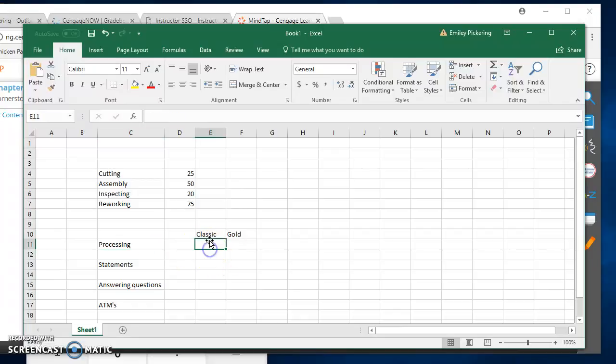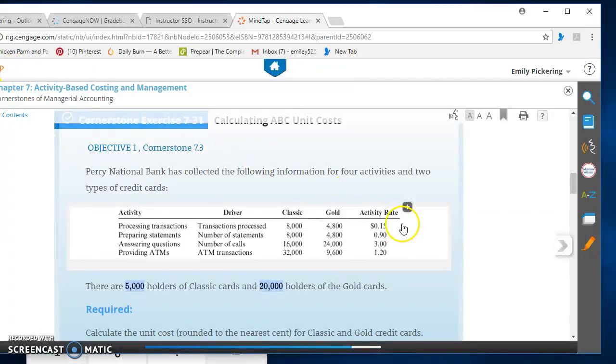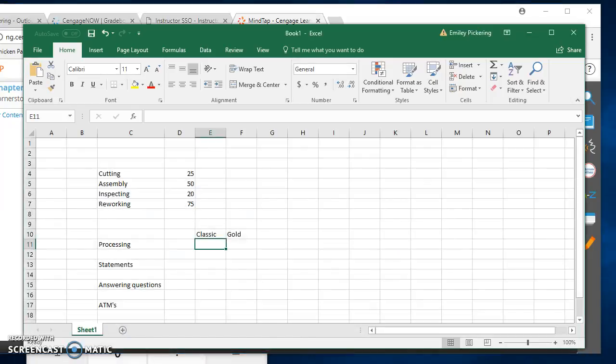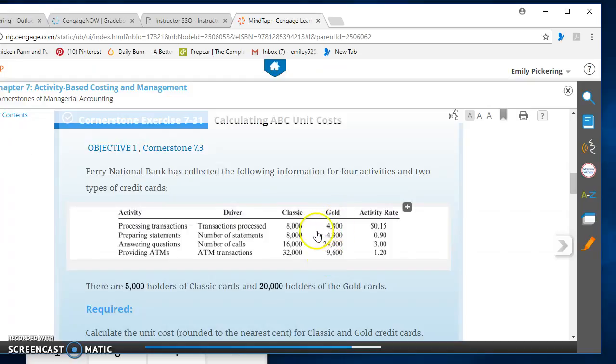Okay, so for the Classic, for example, we know if we look back here that our activity rate is 15 cents, Classic is 8,000, Gold is 4,800. So I'm going to take 8,000 times 15 cents, and that's my Classic cost. And then I'm going to take the same 15 cents and multiply it by the 4,800 for the Gold transactions. So just take 15 cents by each one of these. So you can kind of see how this whole thing is going to go down now.